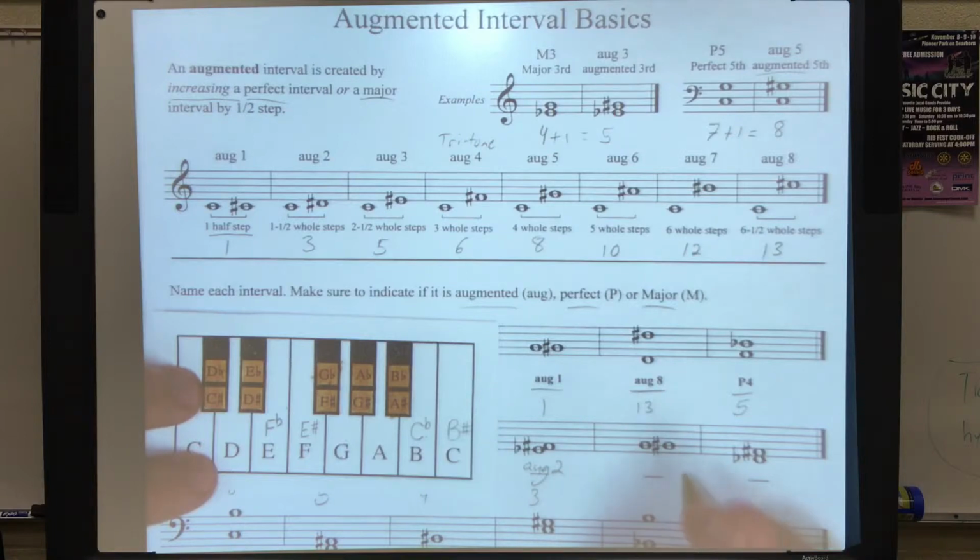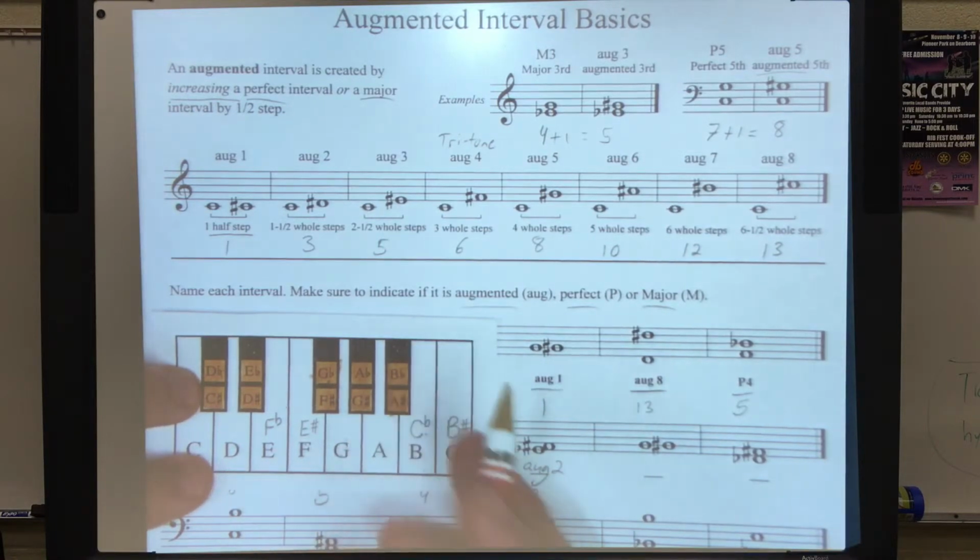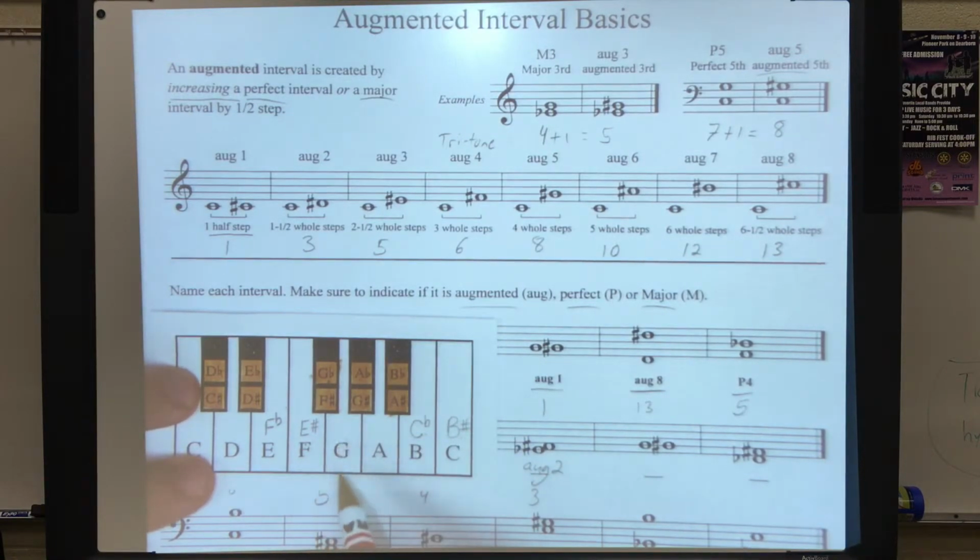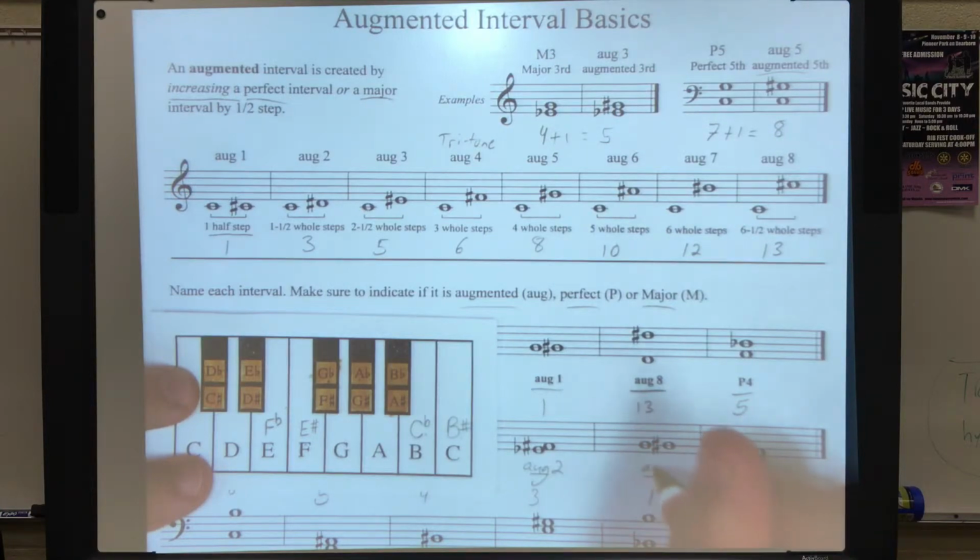Next one, we've got a G to a G sharp. G to a G sharp. And let's look at our keyboard. Starting on G, which is 0. G sharp 1. So it's 1 half step away. Because they're on the same line, we're going to have an augmented 1. Augmented 1.